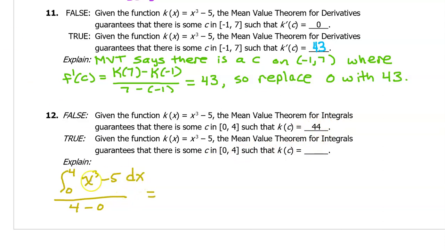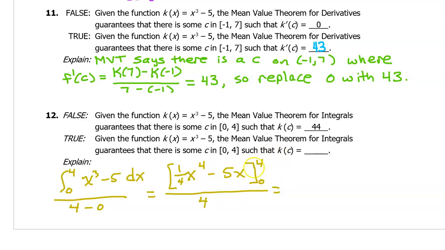I forgot the dx. So when we integrate, I will increase the exponent by 1. So I will get x to the fourth power, and then I will divide by the new power. So I will have 1/4. And then moving on to the negative 5, this will become negative 5x. We must integrate from 0 to 4. So I'm going to put on my limits of integration. All right, all of this is divided by 4 because 4 minus 0.